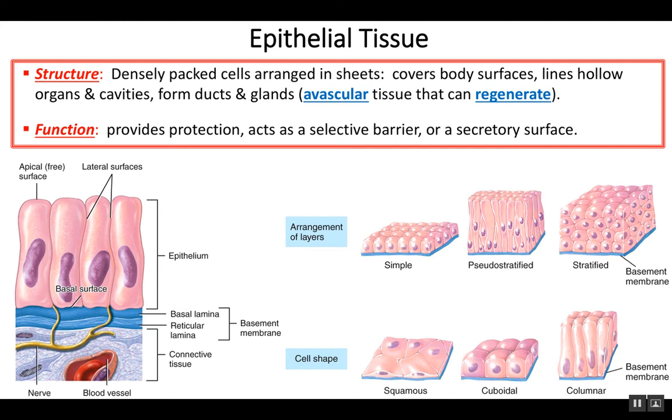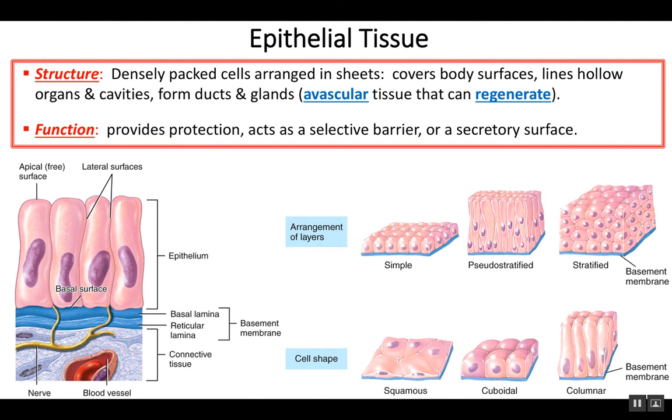So we use those words to describe the arrangement of the layers. Then we use these three words to describe the shape of the cells. If they are flat, it's a squamous tissue, or squamous, that means flat. If it's square or cube-shaped, we call that a cuboidal. If it's tall or columnar-shaped, we call that a columnar.